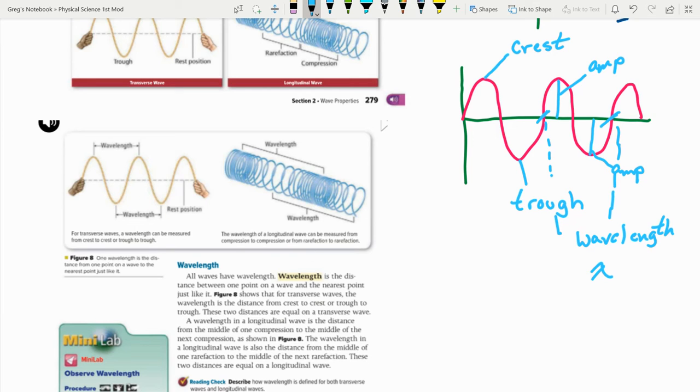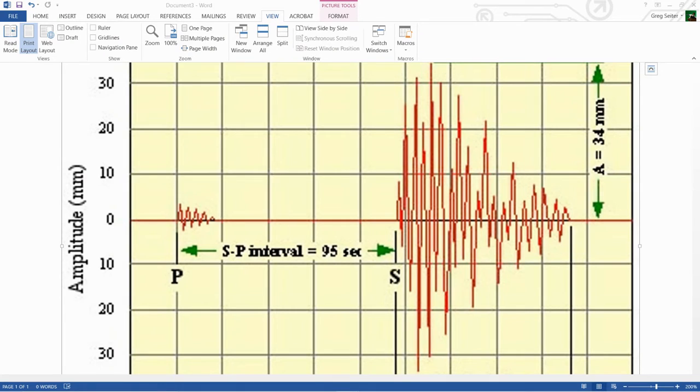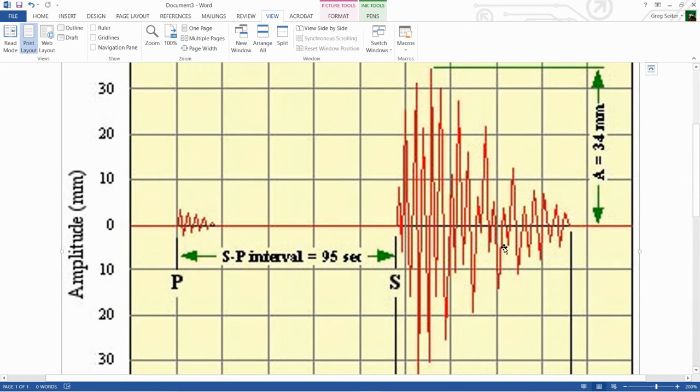But let me show you something real quick, and this will help, I think, why I measure one complete crest and one complete trough. All right, so if you look at this picture here, this is an actual earthquake wave. Okay, it's a P wave, and our problem here is it's hard to tell. It's much easier to look at this and find a crest and a trough than it is to try to go from crest to crest.